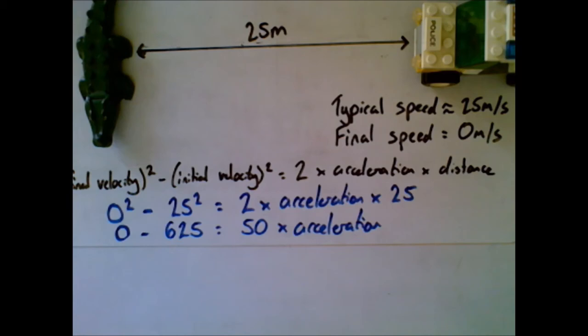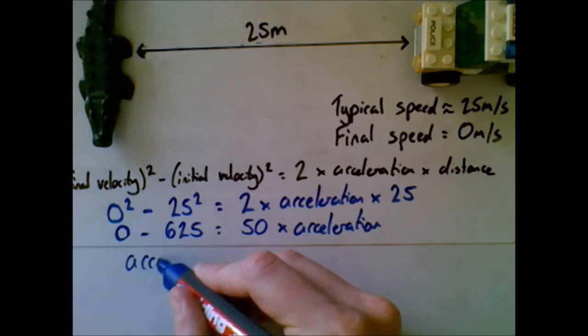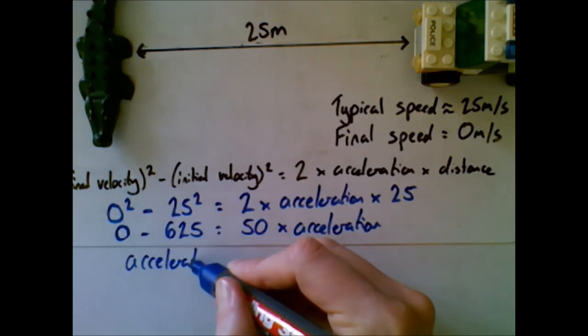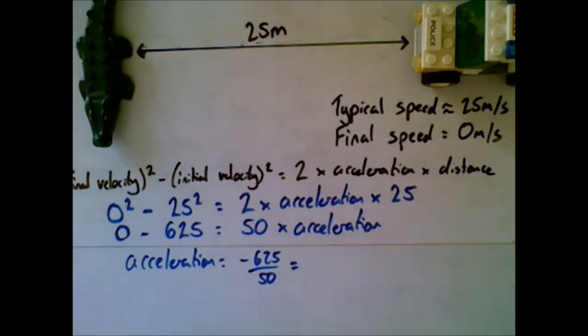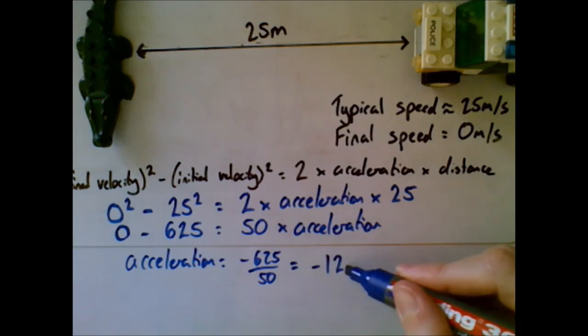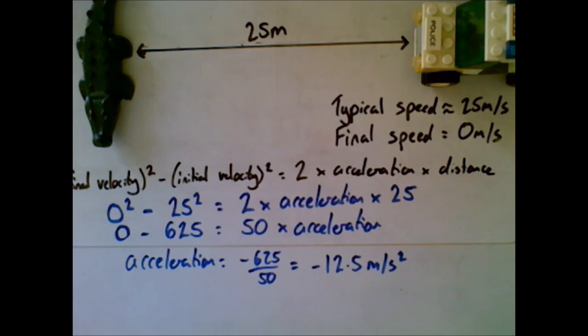Okay, so what this will then tell me is that acceleration, we divide both sides by 50, is minus 625 divided by 50, and that gives me an answer of minus 12.5, and remember the unit for acceleration, meters per second squared.